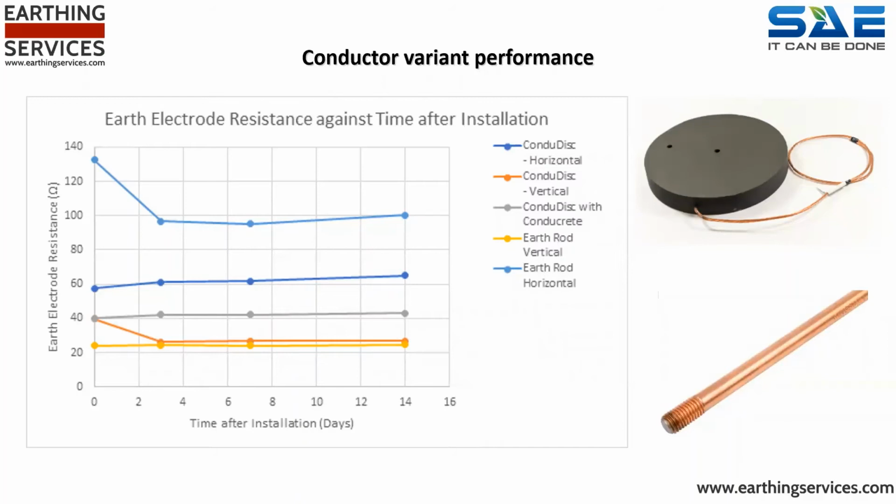There are 3 variants of one type of product and 2 variants of another type, and yet performance notably differs. Based on the specification of the products alone, the Conjudisc should be lower than the vertically installed rod due to its greater contact surface area, being 3 times that of the earth rod, and lower inherent resistance.